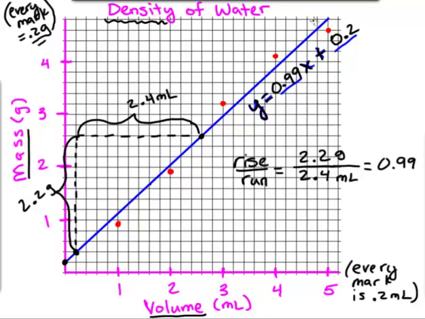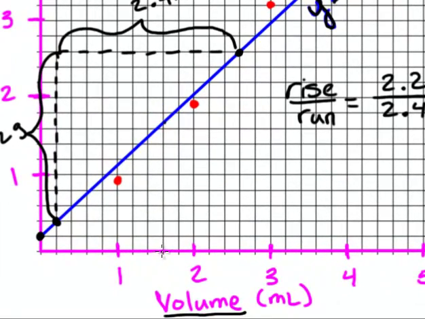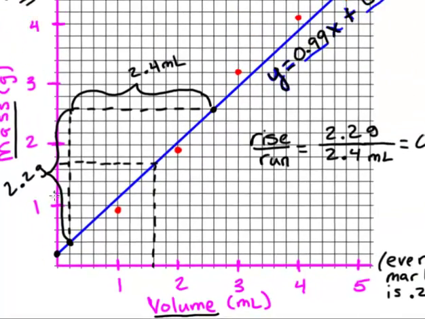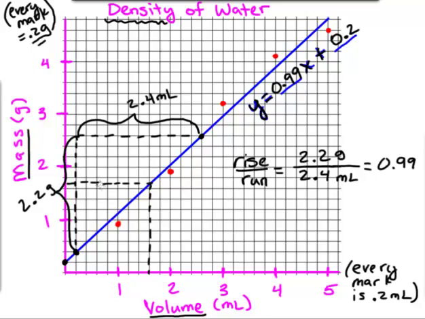Okay, if I had some water and it had a mass of 4.6 grams, what would be the volume that it would take up? Well, just go over, hit the line, and drop it down. It should be about 4.6 milliliters. On the other hand, what if I have 1.6 milliliters of water? How much mass is that going to be made up of? Just bring that over, and you're looking at about 1.7.